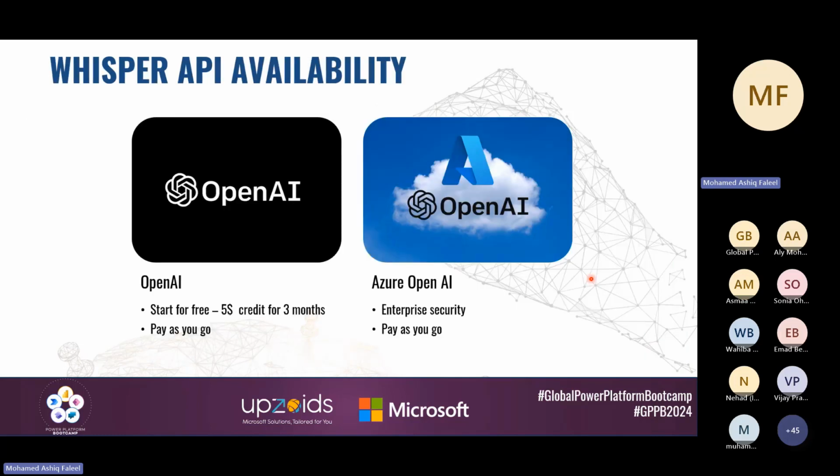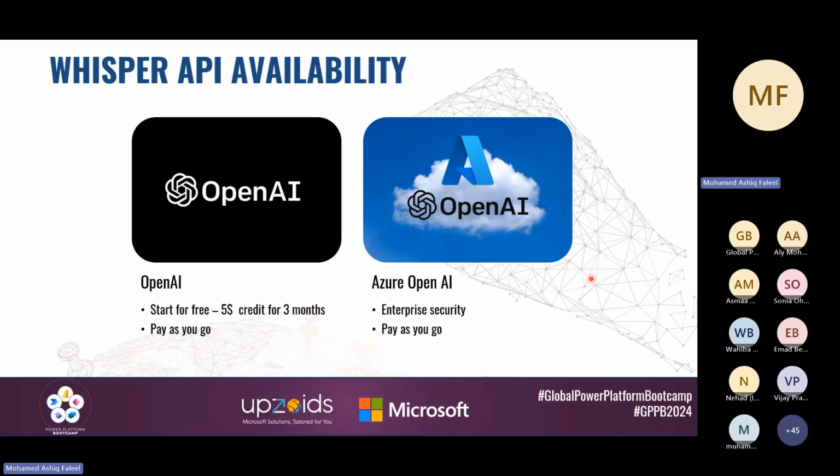Right, so let's give some background on where you can use the Whisper API. It's available in OpenAI. If you go to openai.com and register an account, you get a $5 credit, which you can use for 3 months. There is also a pay-as-you-go service. But I haven't used OpenAI in the example that I'm going to show.